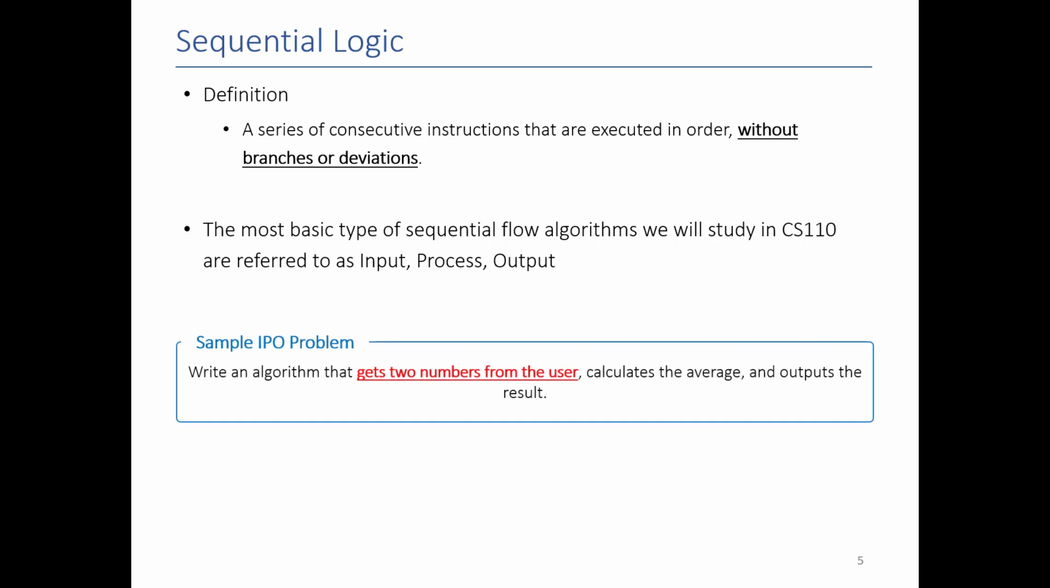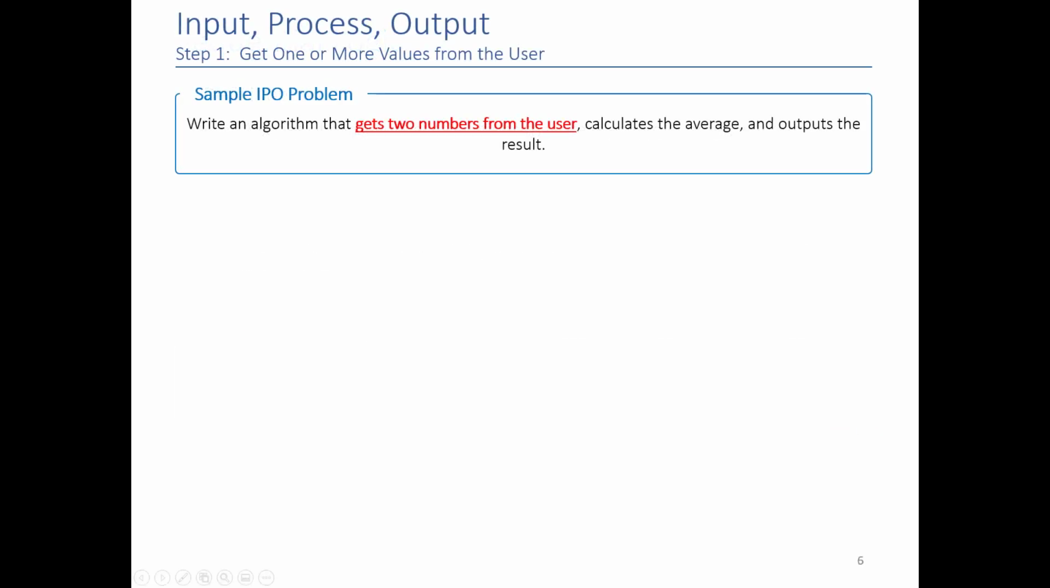So here's an example of a sample IPO problem, one where we have to get some values from the user, calculate the average, and output the results to the screen. In this video, we're just going to focus on the part that's underlined here. How do we get two numbers from the user?